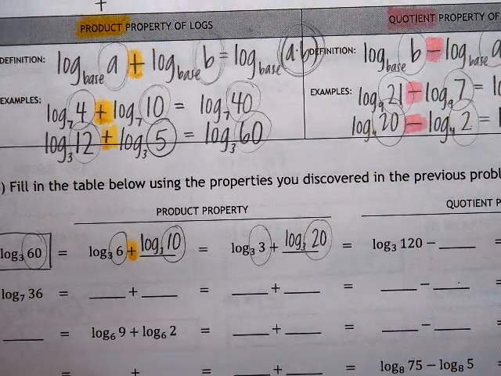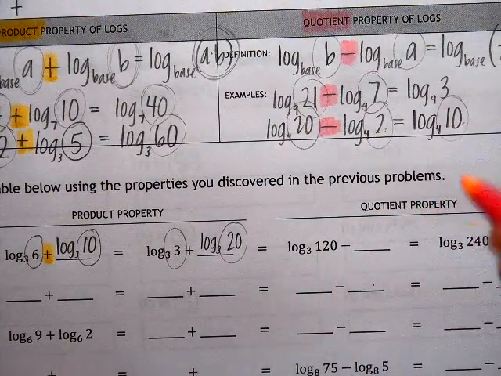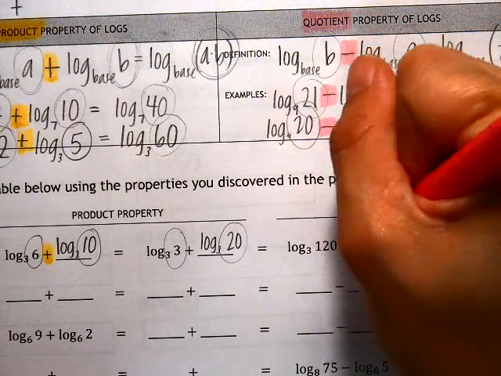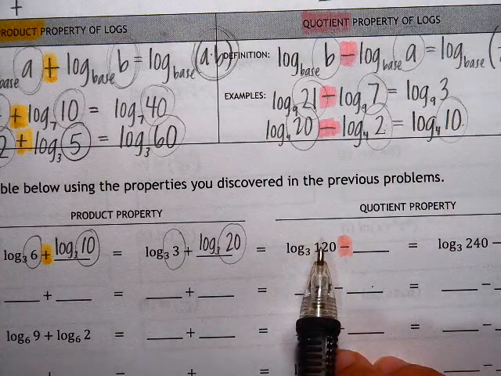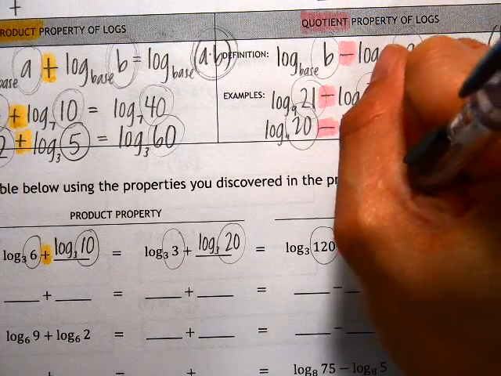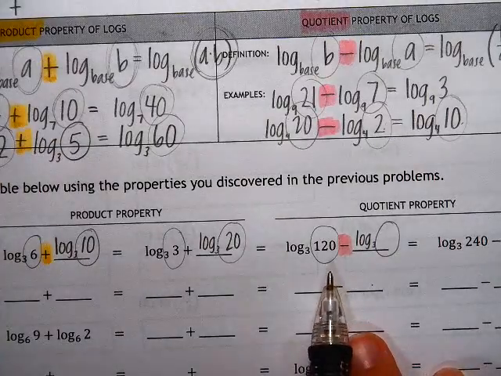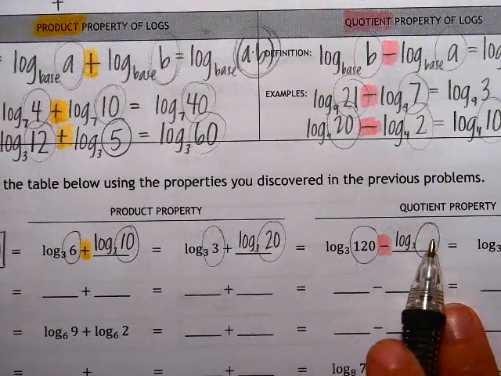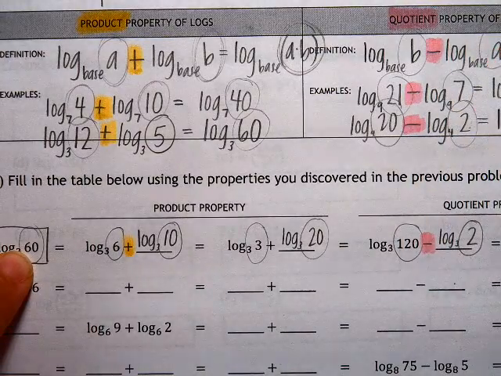The next part switches to a quotient. I can tell because it says quotient property, and because now I see a minus sign in the original partnership. So log base 3 of 120 minus something. Well, again, I know it's going to be log base 3 of something. Now I think of dividing. 120 divided by something is going to have to take us back to 60. 120 divided by 2 is going to work.